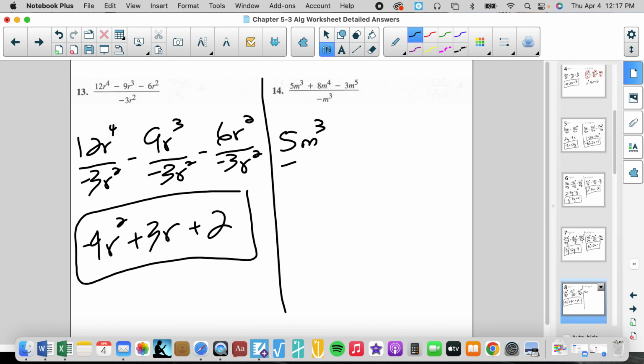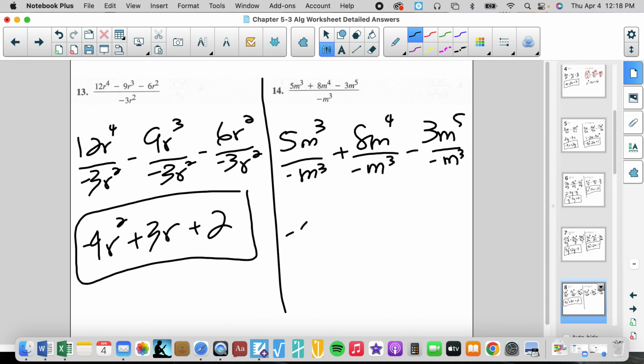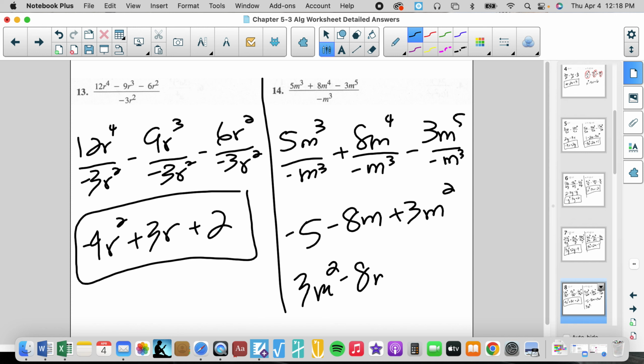5m to the 3rd minus negative m to the 3rd plus 8m to the 4th, not in standard form, so we see that, minus 3m to the 5th, negative m to the 3rd. Attention to detail is key to being successful in math. 8m plus 3m squared. We're going to rewrite that as 3m squared minus 8m minus 5.